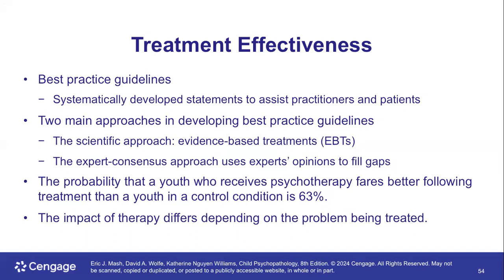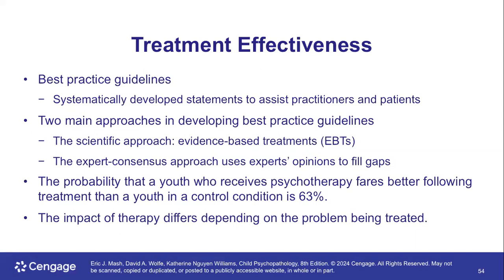So in developing these practice guidelines, you will see there are 2 main approaches. 1 is a scientific approach, which is the emphasis on evidence-based treatments. You'll see that there's hundreds of evidence-based treatments depending on the condition. But there's also an approach called an expert consensus approach, which is even if the research has not caught up to this intervention, is there a large body of experts who would agree, yeah, this could work? So any kind of intervention that is not yet fully researched, you might rely on expert consensus to fill the gaps.